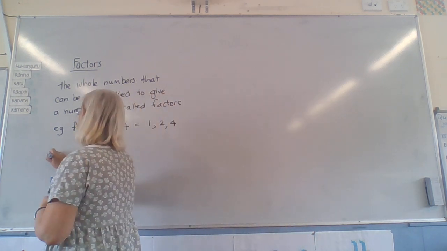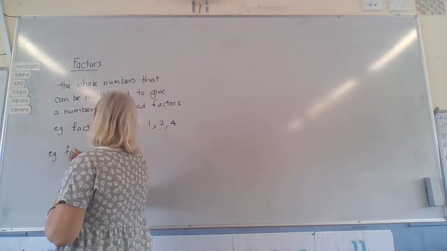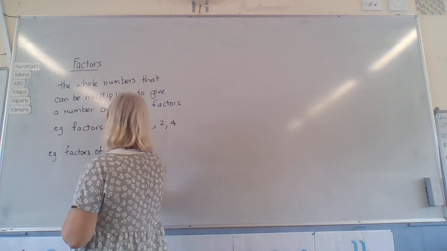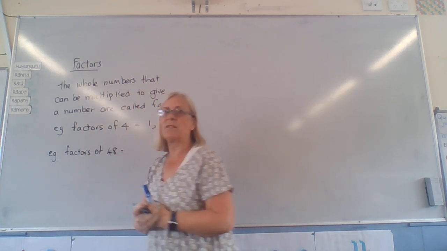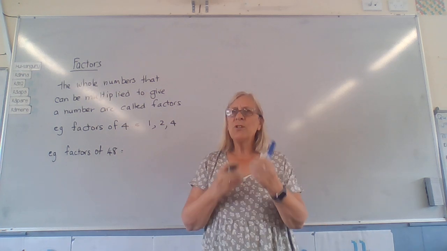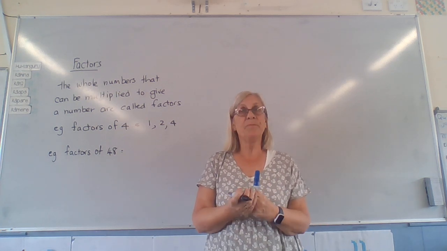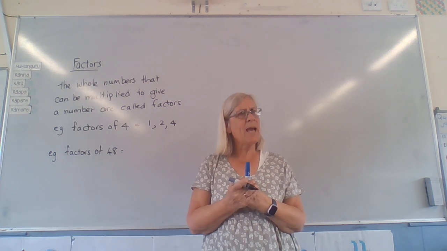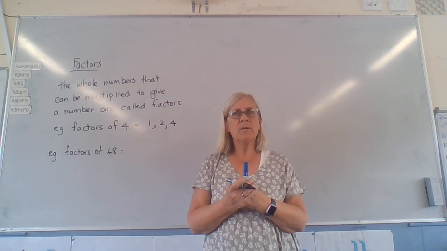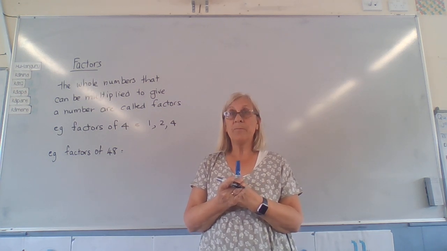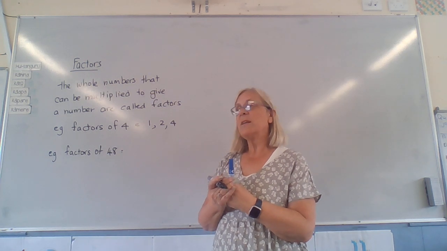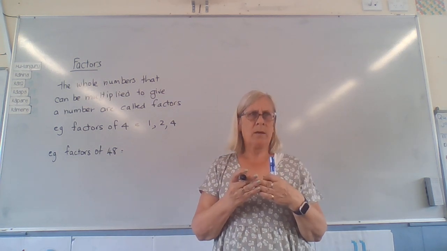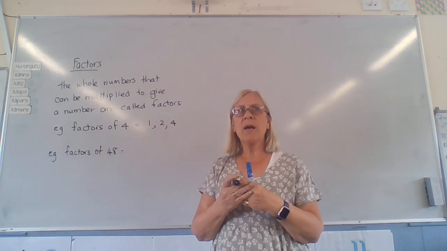So if we were doing the factors of 48, that has lots of factors. A good way to do it is what? What do you think would be a good way to make sure we don't miss any out? Emma? Go through numerical order. Yeah. If we have some sort of order in our working, we will do okay.